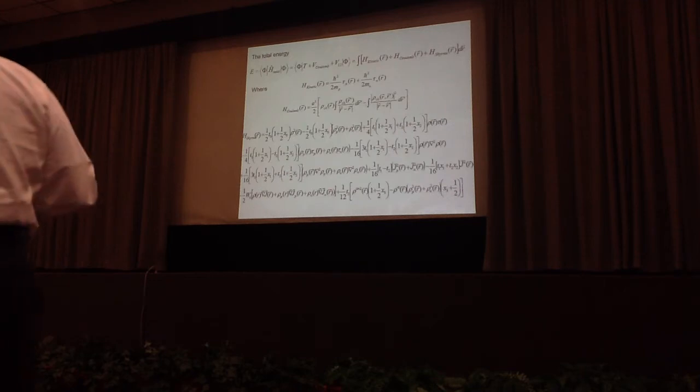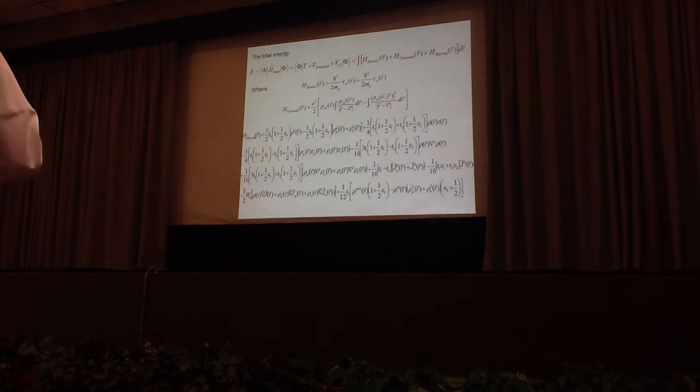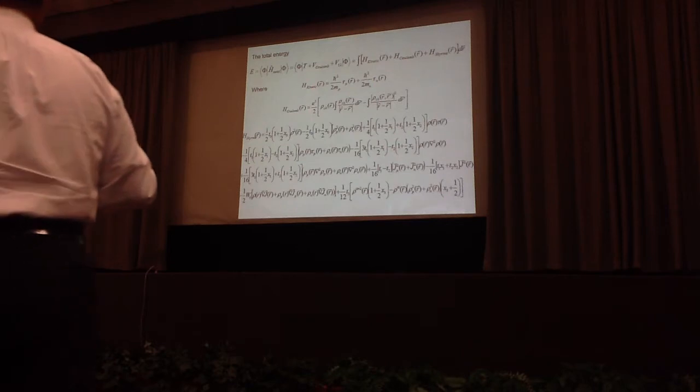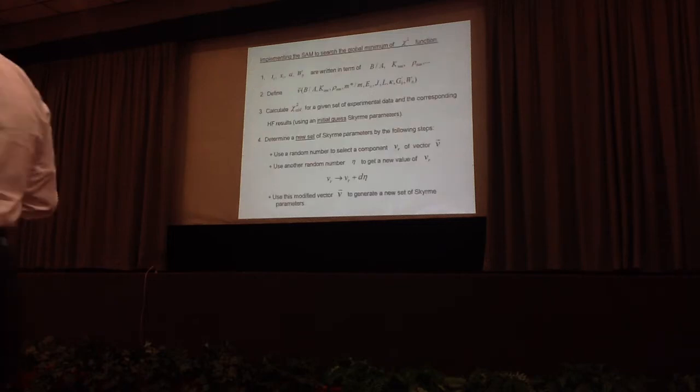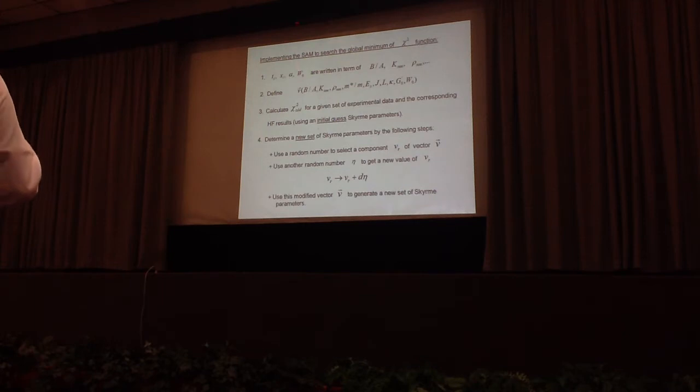If we calculate the expectation value of the Hamiltonian, we get the energy density functional. At this point, one can forget about the Skyrme interaction and just take any ansatz for the energy density functional. Minimizing the energy density functional, we derive the Hartree-Fock equation. We do the calculation in the Hartree-Fock equation for certain quantities, compare with data, and do a least squares fit. I'm not using this method of least squares fit. What I'm using is the SAM method, which is simulated annealing.